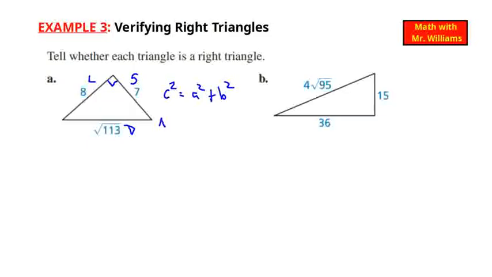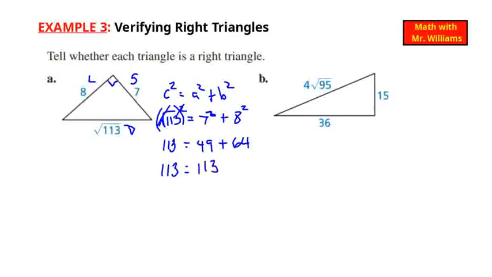And our c would be the square root of 113 squared equals a, short side, which would be 7 squared, plus b, which is 8 squared. So we know that if we square something that's already square rooted, it cancels itself out, giving us 113 on the left. That equals 7 squared, and we know 7 squared will be 49, plus 8 squared is 8 times 8, so 64. All right, so 113, does it equal 49 plus 64? It does. So the triangle here is a right triangle.